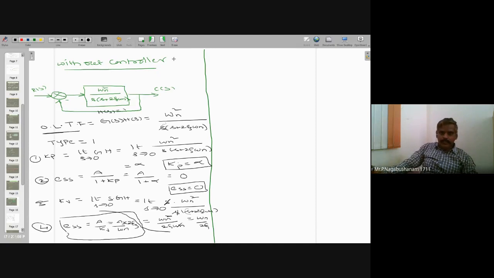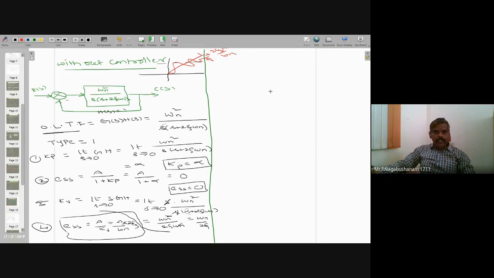That means if you assume some input, because it is a ramp input, not a step. Assume ramp means passing through the origin. This is a ramp input. If your output is like this, assume it is a steady state output, there is some gap between the input and the output. Then this gap is how much? I got 2 zeta A divided by omega n. This is the gap. There is still a gap existing, so there is an error.